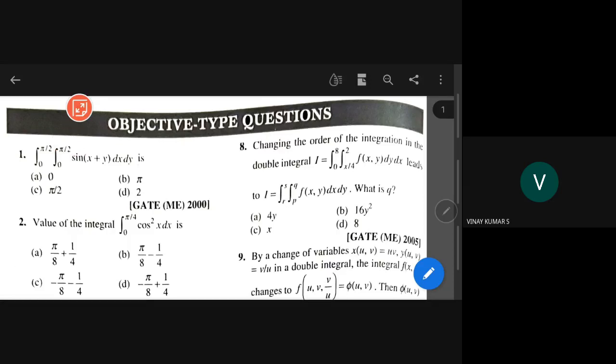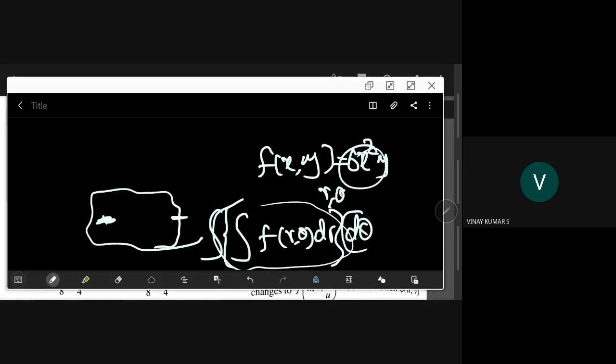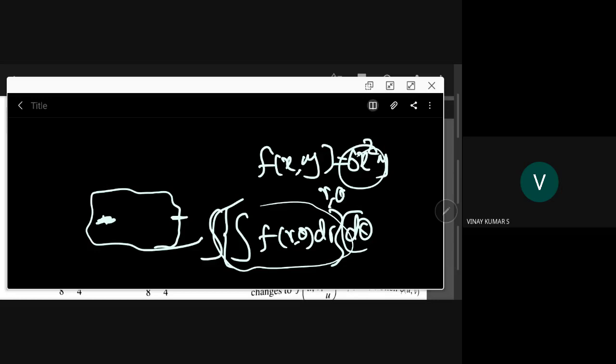So here we have sin(x + y). This is a double integral. Now you can ask, in this case, where is the region? The region is trivial here. I'll tell you what that region is.